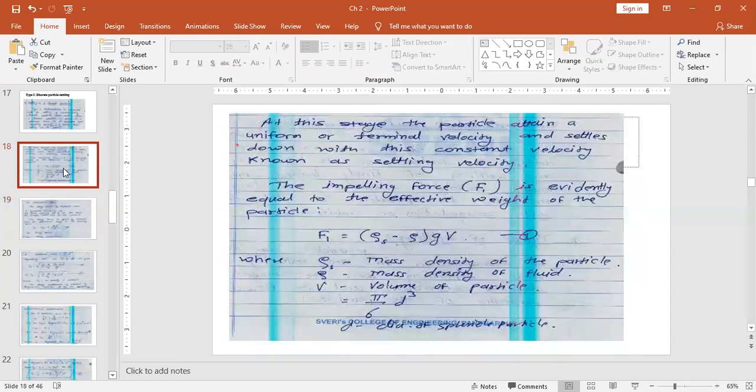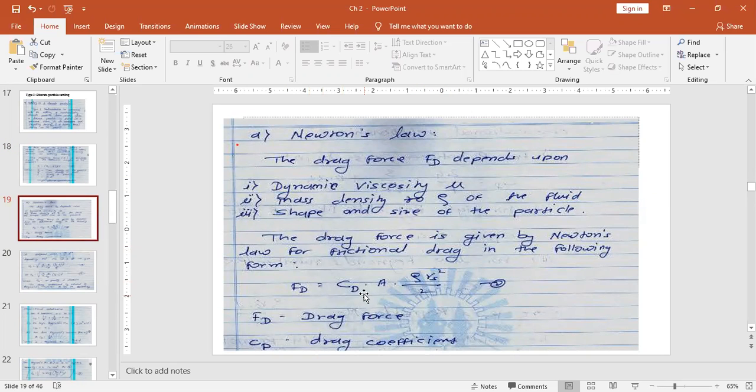So the driving force equation you have written, rho s minus rho into g into v, and the drag force equation is Cd into A into rho into Vs square upon 2. Then by equating these two equations, you can find out the settling velocity of the particle. So I request you to write on paper the Fd and F1, equate these two equations, find out the equation for settling velocity, and let me know. Write down this slide first and then equate these two equations, F1 and Fd.